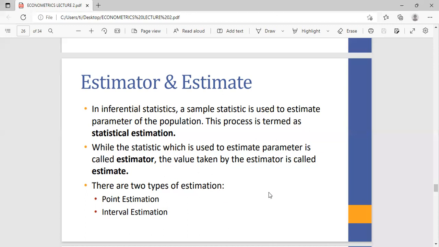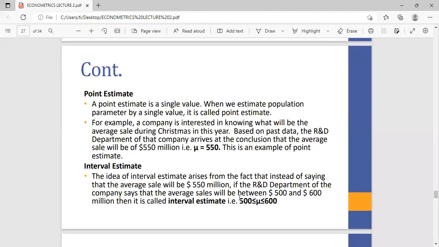Well, the statistic which is used to estimate a parameter is called an estimator. The value taken by the estimator is called an estimate. And there are two types of estimation: point estimate and interval estimate. Now, what is the point estimate? The point estimate is a single value. When we estimate a population parameter by a single value, it is called a point estimate.